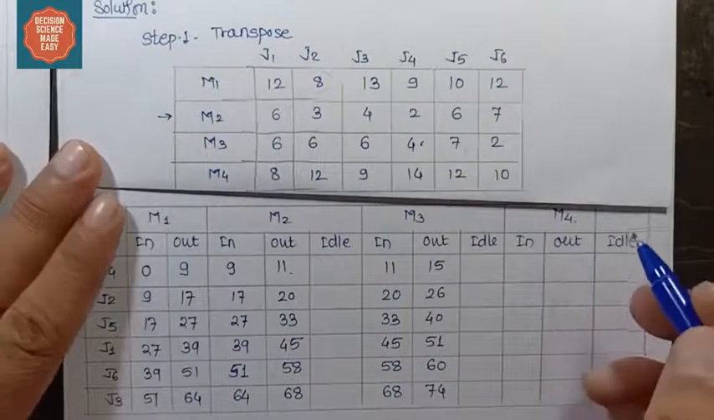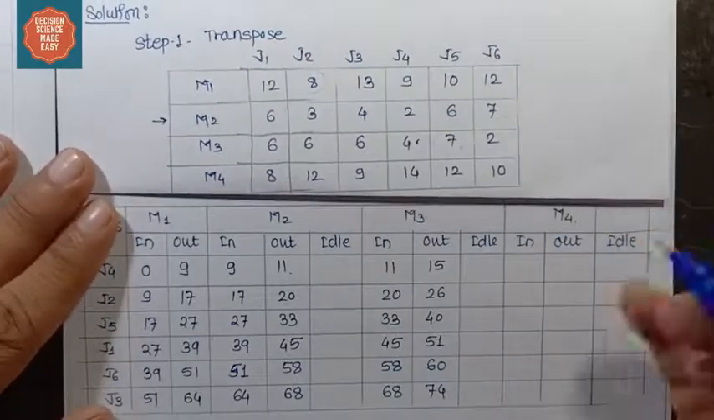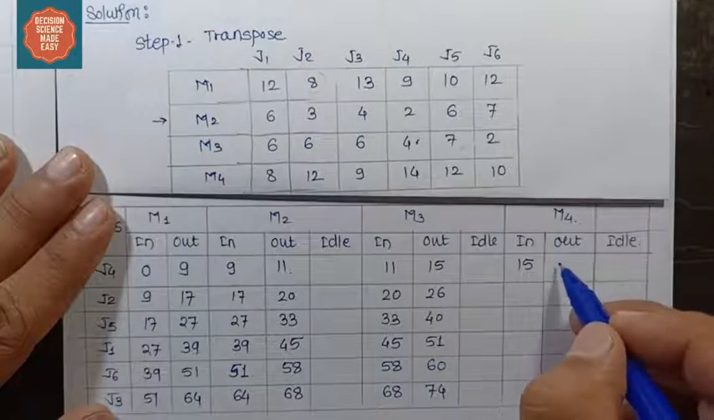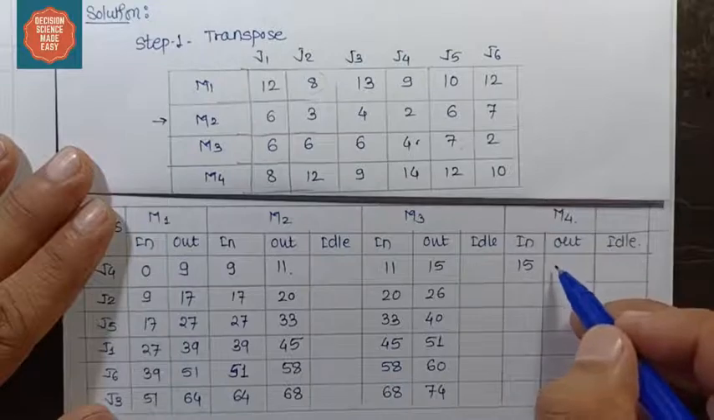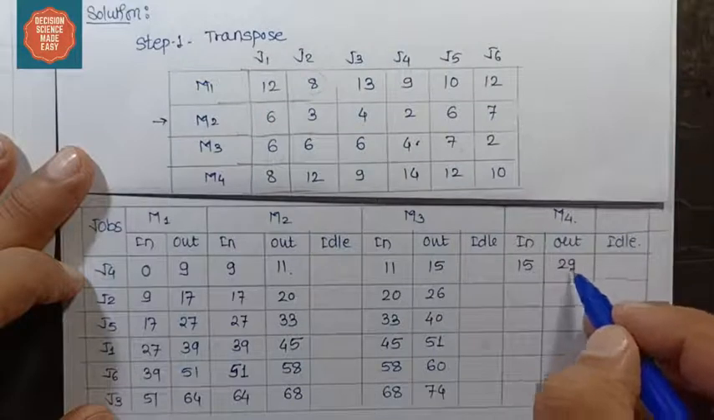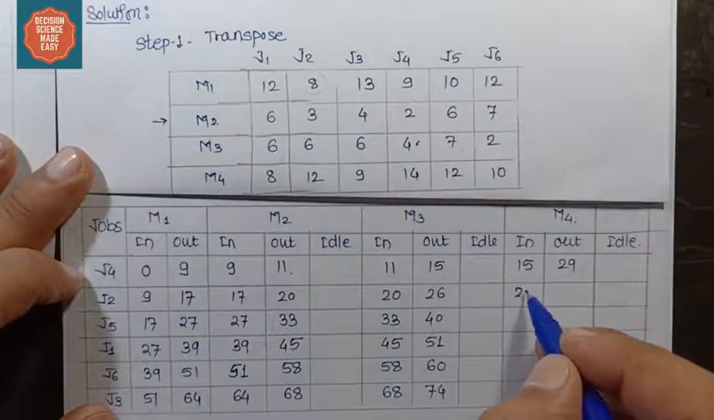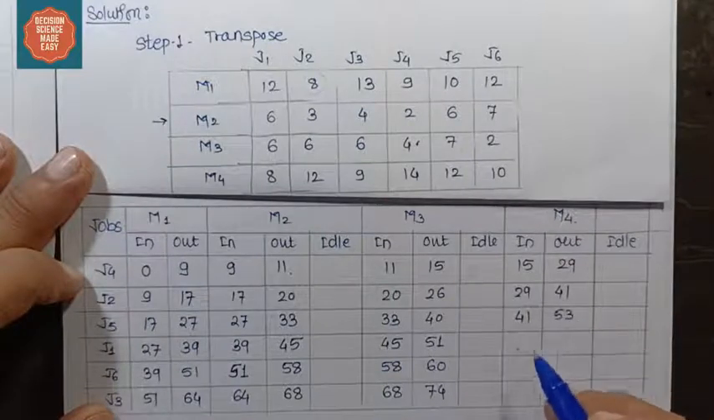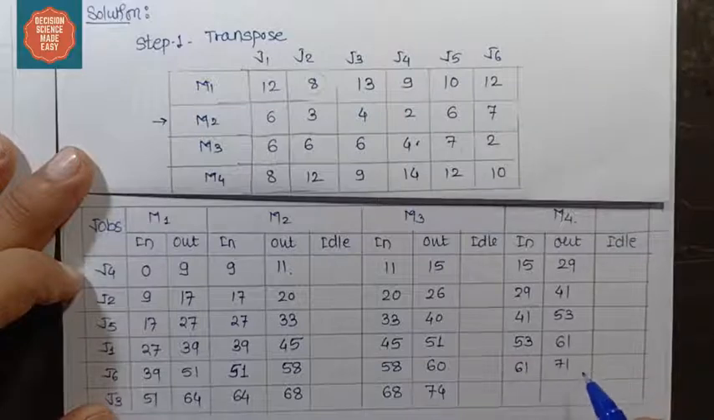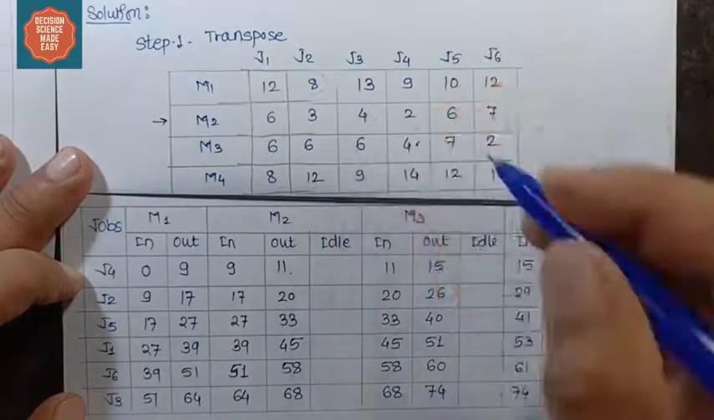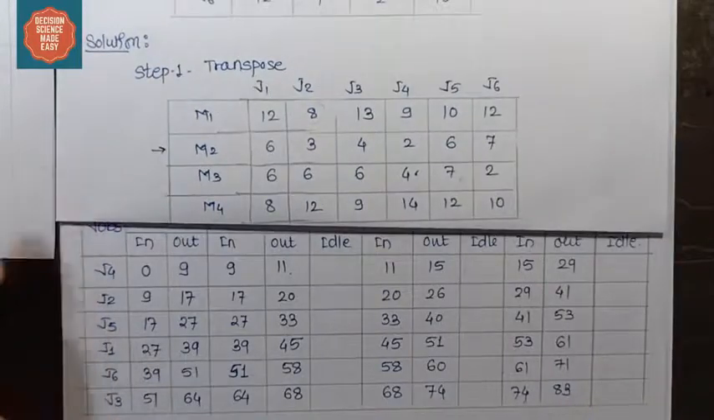Similarly for machine M4, I'll just quickly write down. Now you know the process. It's very simple. The first job finished here is 15, so it will be 15. So this is out. J4 is 14, so 29. 29, 26, 29, 41, 41, 53, 61, 61, 71 and 74, 74. J3 is 9, so it is 83. So I'm done with the in and out timings.